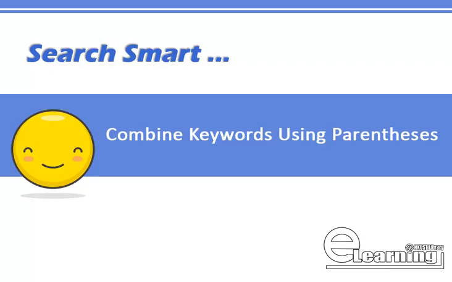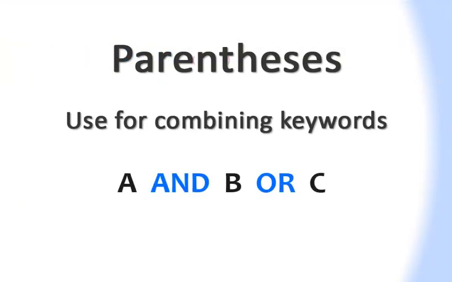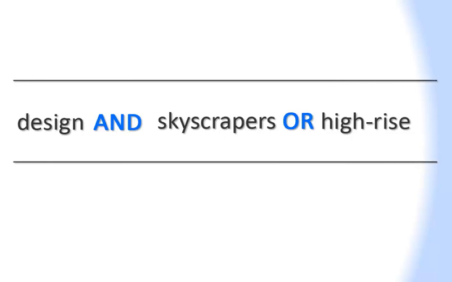Search Smart. Combine keywords using parentheses. You can use parentheses to combine multiple keywords to be searched. For example, design and skyscrapers or high-rise. Keywords in the parentheses make a set, which can then combine with other keywords to be searched.